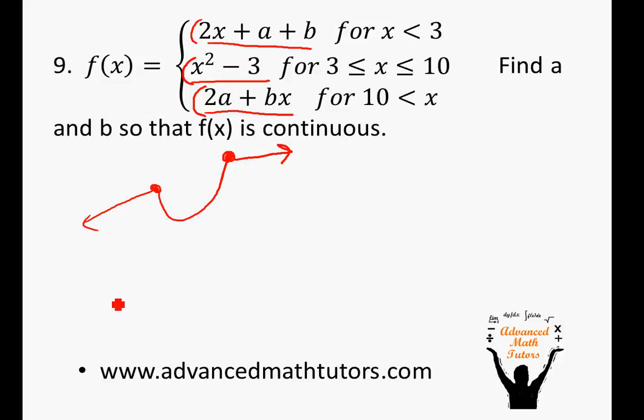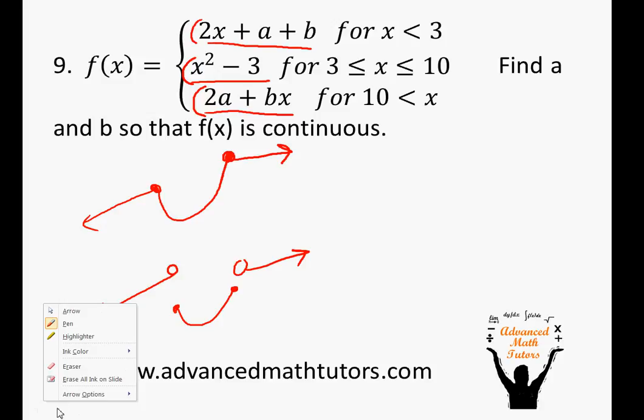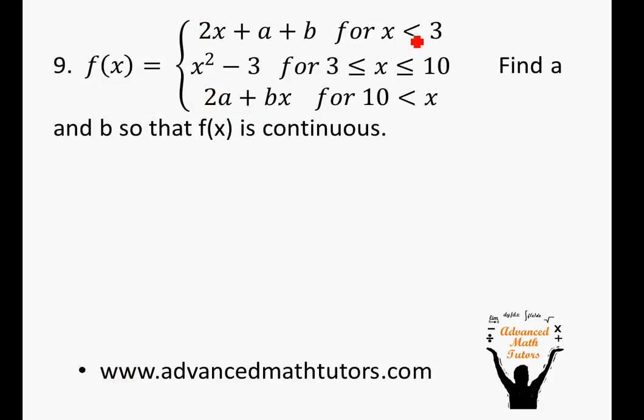Alright, now you can pick any a and b you want, but the problem with that is that you might get something like this, where they're not going to be connected, and that would be a problem for us. So, the question says we want a and b so this thing's continuous. So all you're really going to do here is find out where this thing is going to be when x is 3, which you're going to plug in 3 for x, and you get 6 plus a plus b.